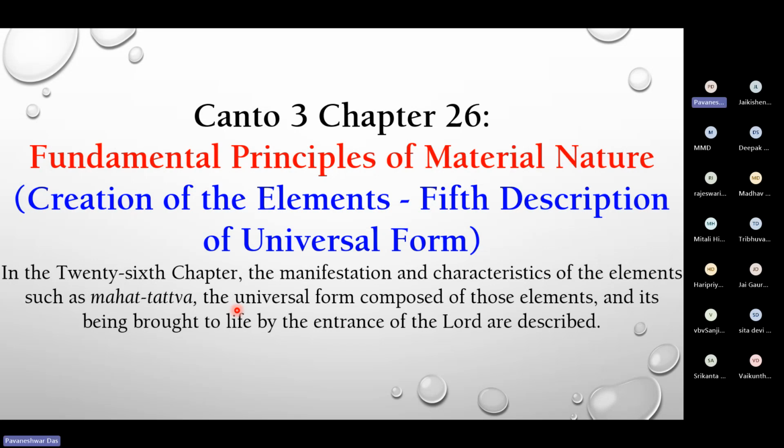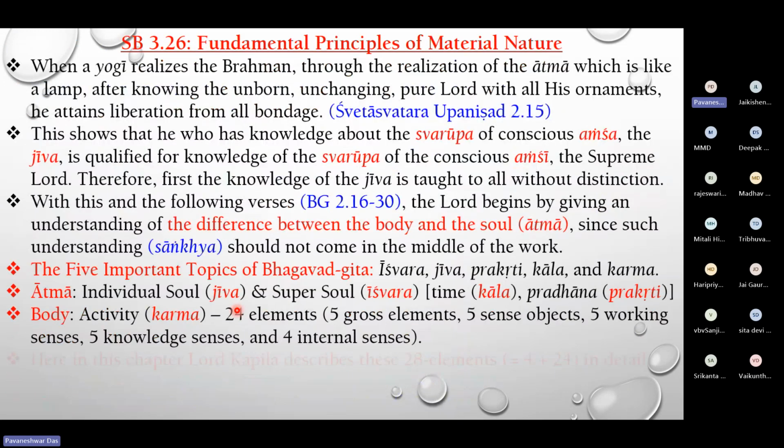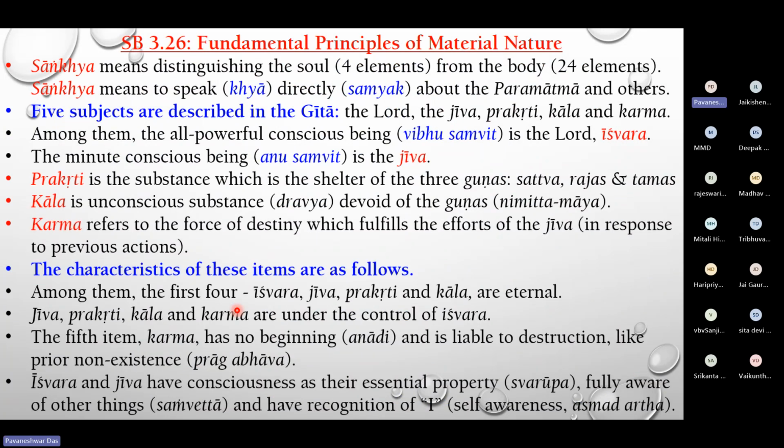So last week we just started this chapter. As an introduction, we saw how these things are connected to each other. In Bhagavad Gita, 2nd chapter, Lord Krishna briefly gives the distinction between the body and the soul, matter and spirit. When you extend them further, the spirit includes Jivatma, Paramatma, Kala, and Prakruti. The matter includes 24 material elements, that means the human body. So 24 plus 4, 28. There is a detailed discussion about these 28 elements in this chapter. That is the subject matter of this chapter.